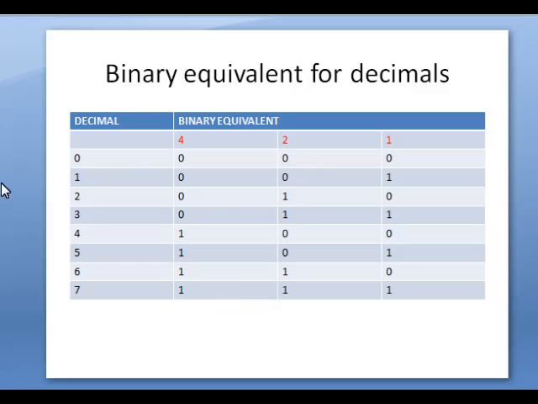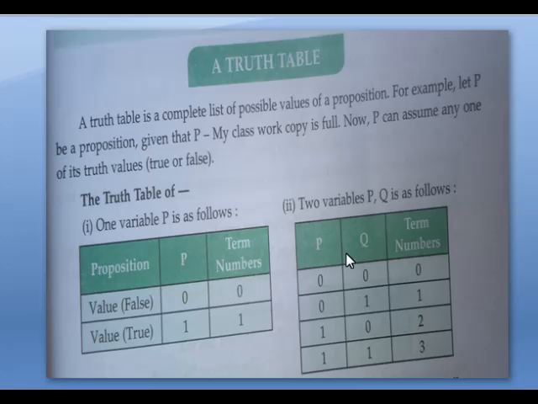If it is two variables, the binary equivalent of 0 is 0 0. The binary equivalent of 1 is 0 1. The binary equivalent of 2 is 1 0. The binary equivalent of 3 is 1 1. Bas. So here we have seen the table of two variables P Q, the term numbers 0 to 3. The binary equivalent of 0 is 0 0, binary equivalent of 1 is 0 1, binary equivalent of 2 is 1 0, binary equivalent of 3 is 1 1.